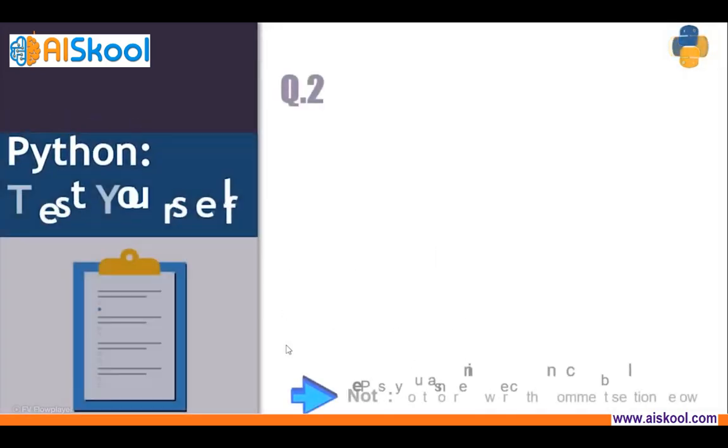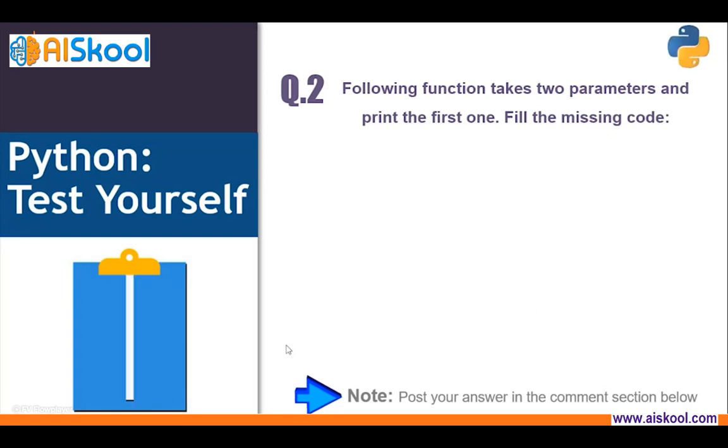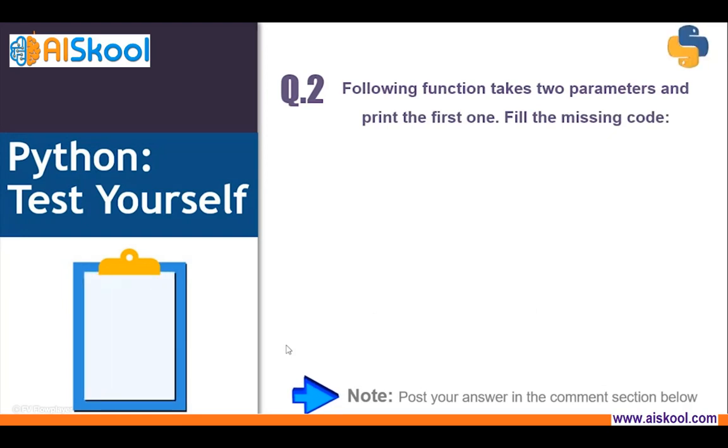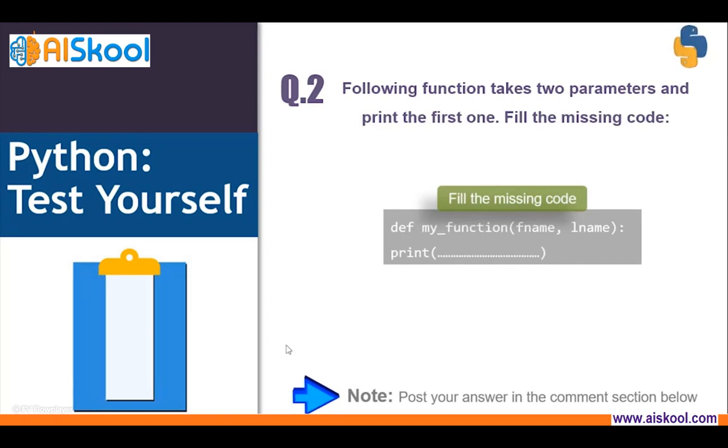Let's get back to the quiz and test yourself. The following function takes two parameters and prints the first one. Fill in the missing code. What is the code? My function definition takes first name, last name, and what should it print? Post your answer in the comment section below and get it verified with us.